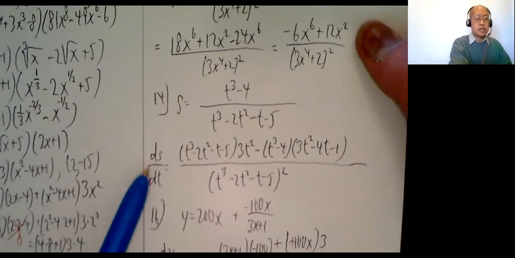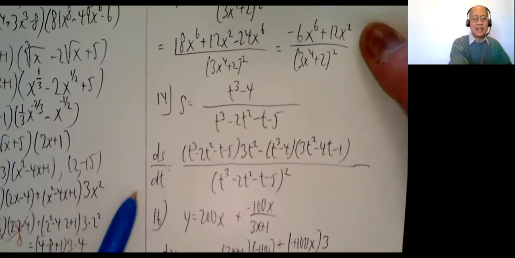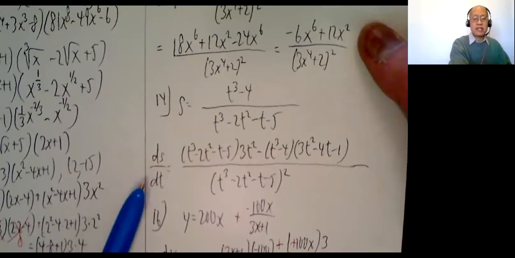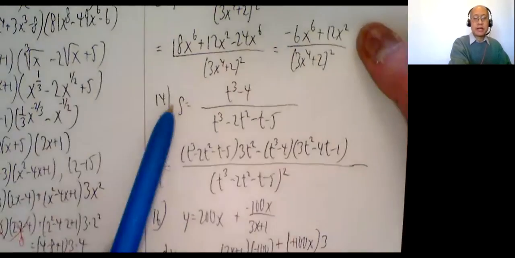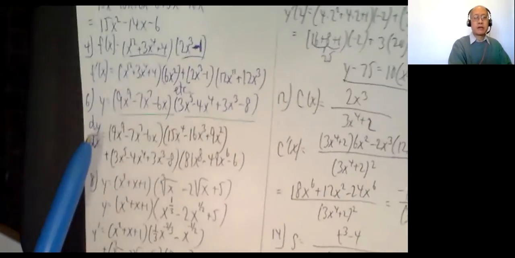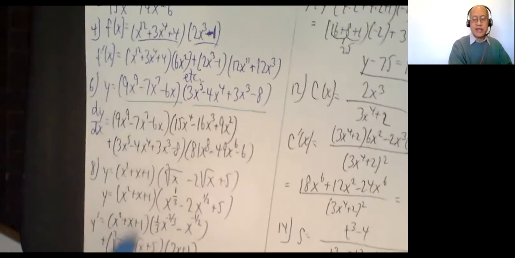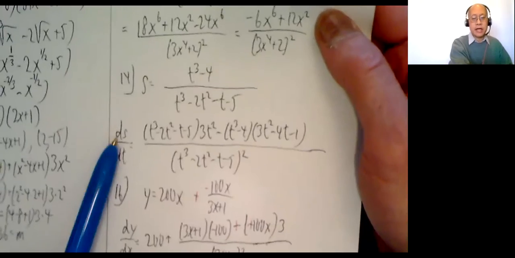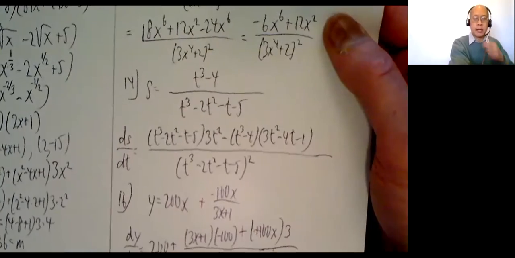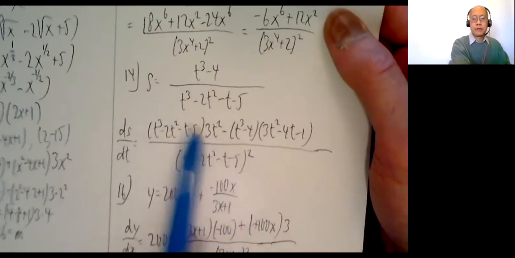Okay, notice the notation ds dt. The nice thing about this notation is it tells you right away what the variables are, s and t. But if I just write y prime, then you might say, well, what's the second variable? Yeah, we think it's usually x, but it doesn't have to be. But ds dt tells me, oh, it's s as a function of t. Okay, so anyway, here we go.